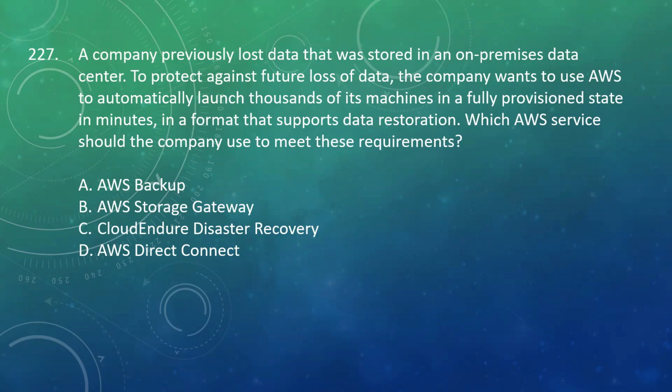CloudEndure Disaster Recovery continuously replicates your machines, including virtual machines, operating systems, system state configuration, databases, applications, and files into a low-cost staging area in your target AWS account and preferred region. In the case of a disaster, you can instruct CloudEndure Disaster Recovery to automatically launch thousands of your machines in their fully provisioned state in minutes.